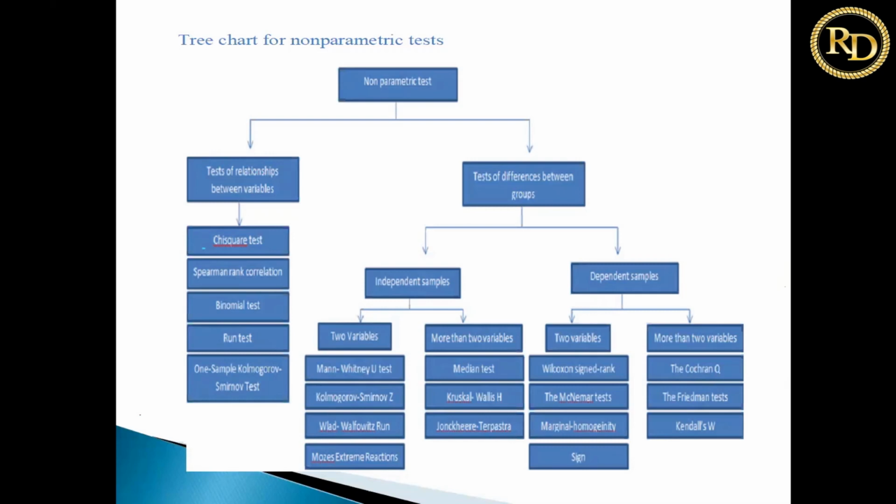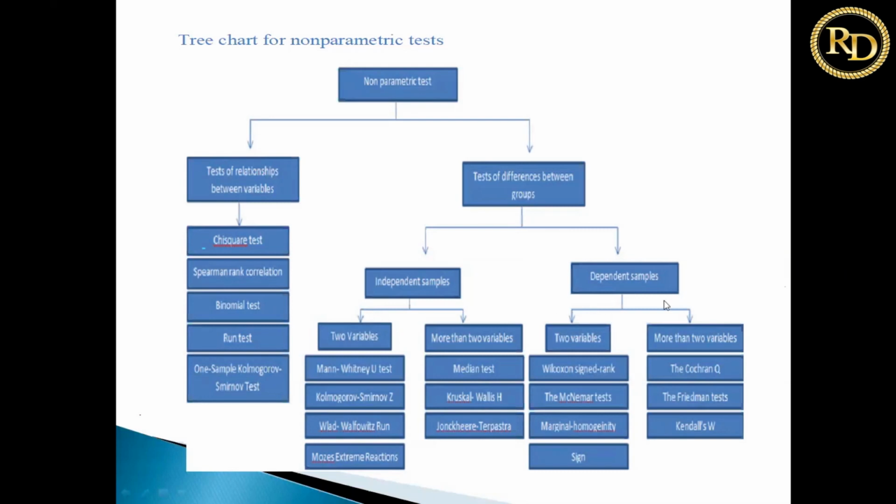Now we come to more than two independent groups or variables. In parametric tests we use the one-way ANOVA, and here we use the median test. It means to test the equality of several medians, more than two medians, we use the median test, Kruskal-Wallis test, and Jonckheere-Terpstra test. Among these, the Kruskal-Wallis test is very famous as it is very efficient. So we use the Kruskal-Wallis test as an alternative to the one-way ANOVA in parametric tests.